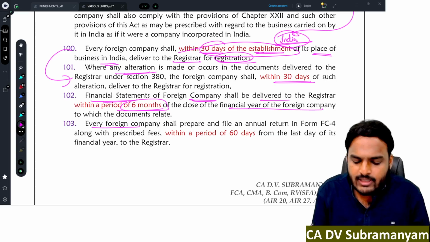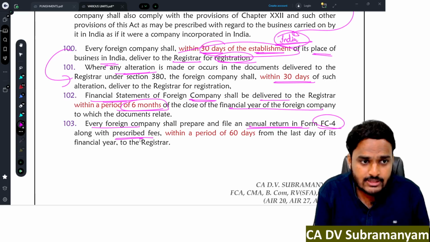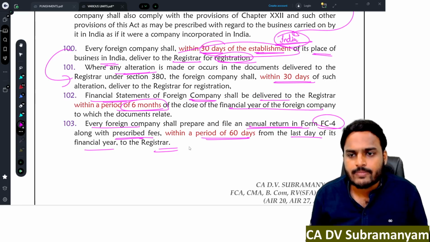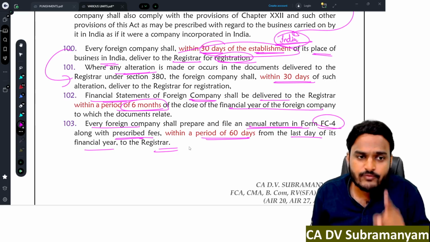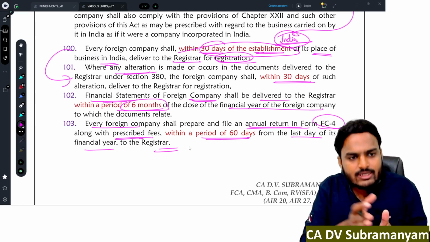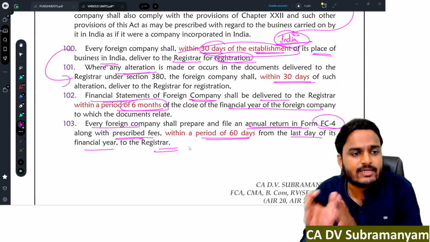Next one, every foreign company shall file an annual return in form FC4 along with prescribed fees within a period of 60 days from the last date of the financial year to the registrar. Coming to domestic companies, the time limit is 60 days of conclusion of AGM. When AGM is concluded, to that add 60 days. You will find due date for filing annual returns.